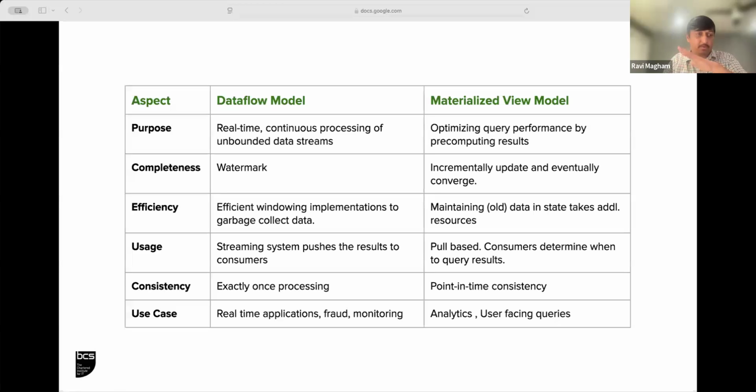Yeah, so user-facing queries, typically we have seen just a huge set of use cases where teams want to do real-time user-facing queries. I've tried to go with this materialized view model.